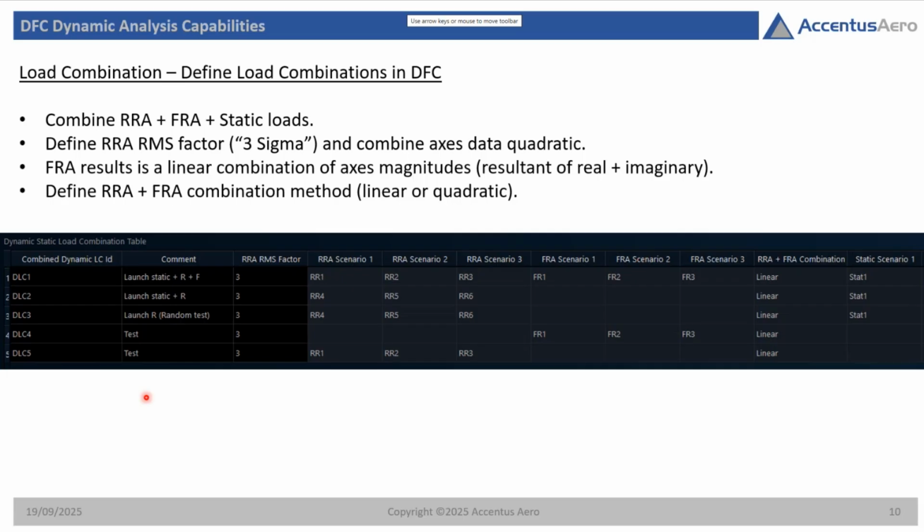These data are normally in X, Y, and Z axes. So we combine the X, Y, Z data in a quadratic way using the 3 sigma values, and then we get a resultant load or stress.